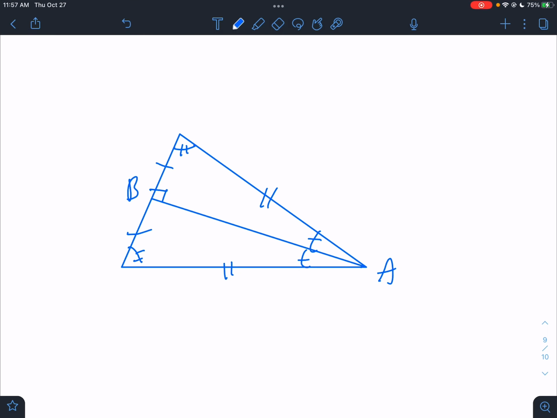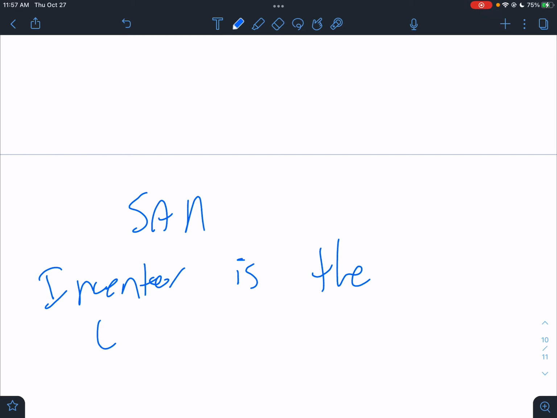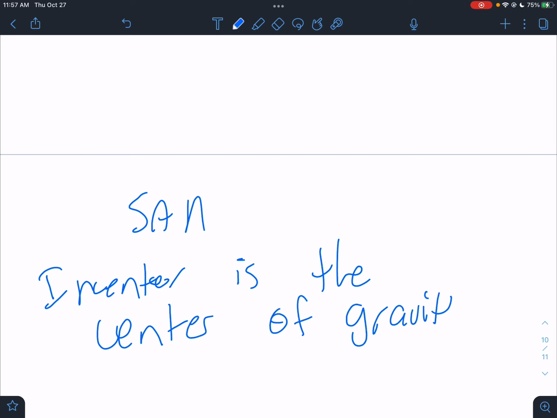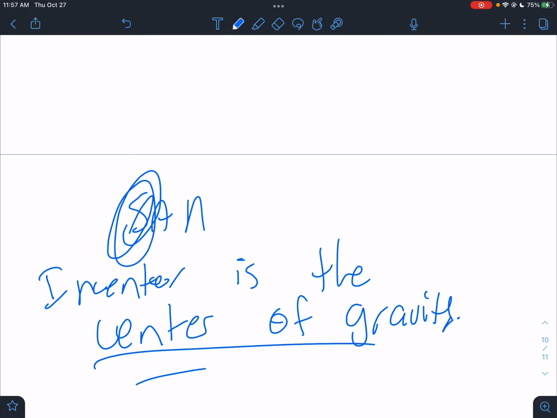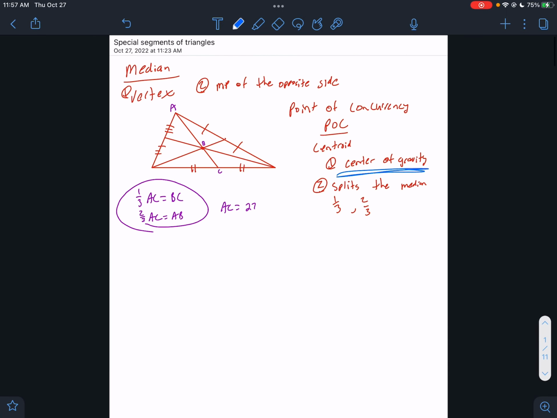So the questions could be like, sometimes, always, or never. The in-center is the center of gravity. Well, that answer is sometimes, because when it's equilateral, it's true. Now, the centroid is always the center of gravity, right? The centroid is always, but the in-center can be. And that's kind of the stuff we're going to be doing going forward.